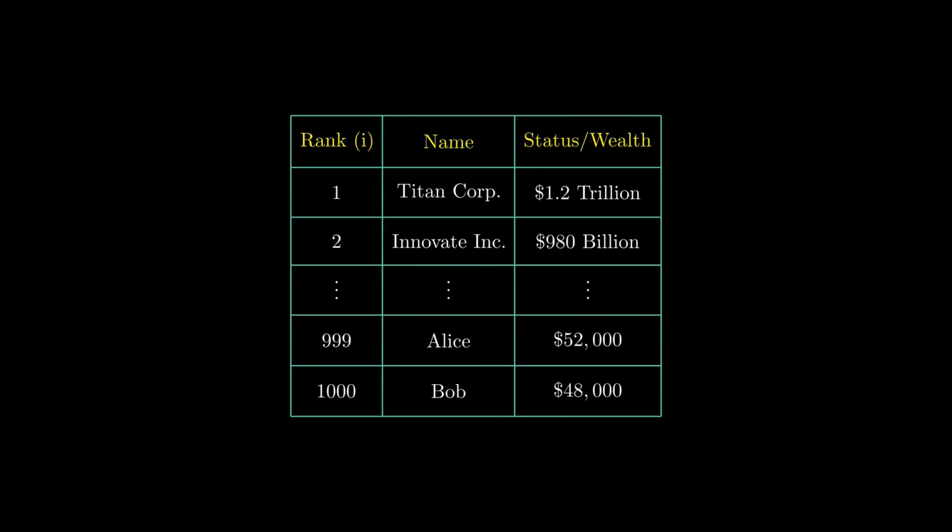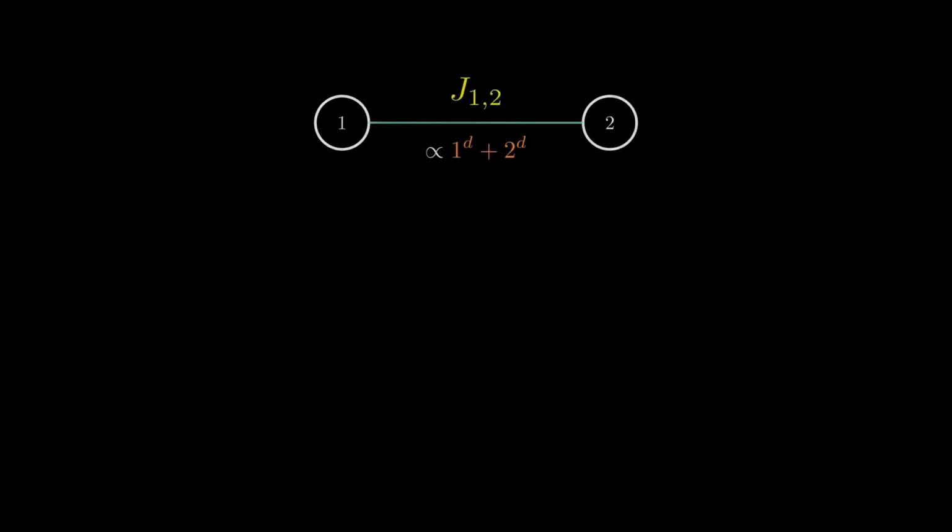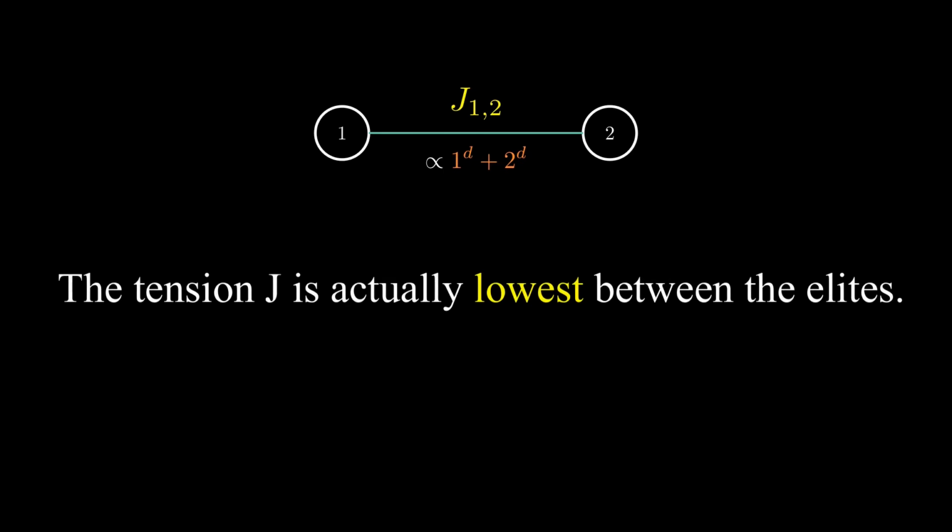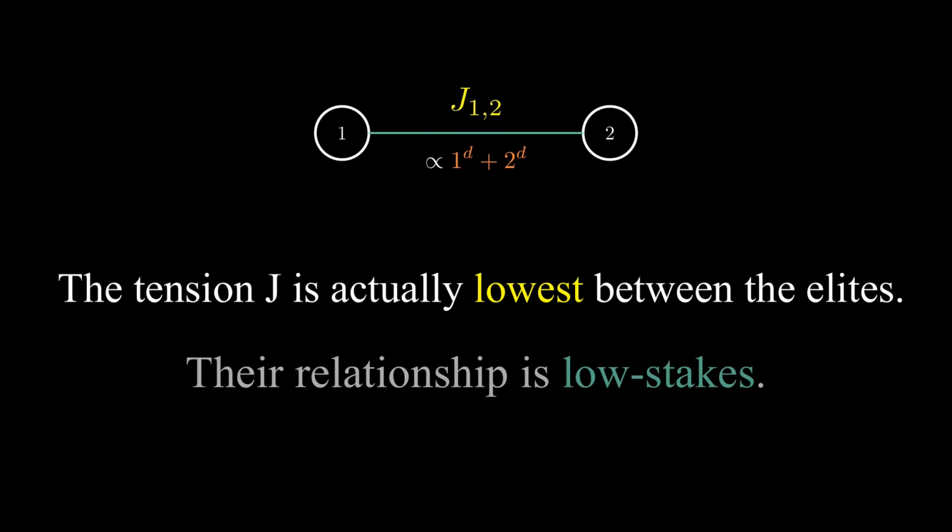Imagine a society or any system where its members can be ordered along a single axis by wealth, influence, or social status. The index i is simply their rank on this list. This creates a deeply counterintuitive situation. The tension J is actually lowest between the elites. A disagreement between rank 1 and rank 2 creates very little conflict for the system. Their relationship is low stakes. You could say they are friendly in the sense that the system's physics makes it easy for them to cooperate.